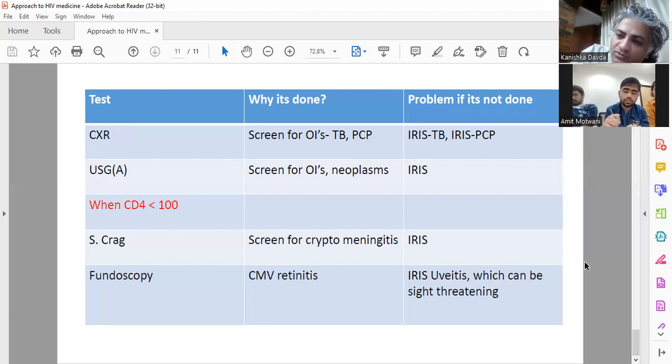Yes, these are all very small, important things, but practically they are very important. This should be by heart, otherwise you can't practice HIV. If you make even a small mistake in any of this, later on it really bites you.